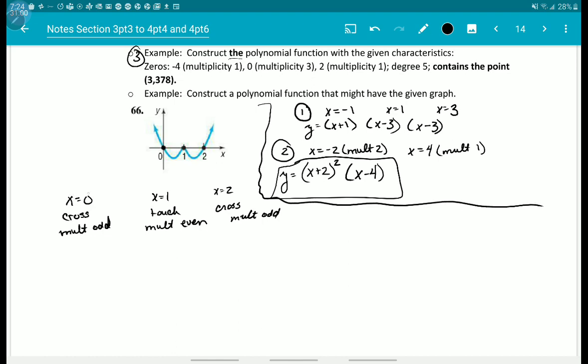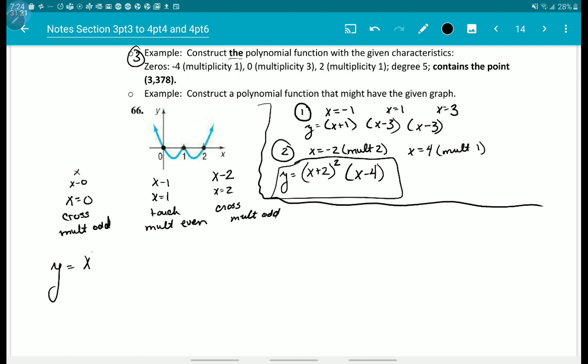So let's see. A factor that would go with this, we can say x minus 0, which is the same thing as x. The factor that goes with that 1 would be x minus 1. The factor that goes with that 2 would be x minus 2. So one polynomial that would work would be y equals x.